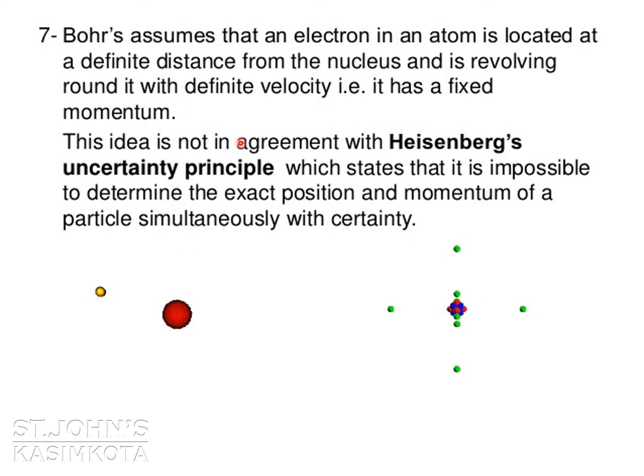Bohr assumes that an electron in an atom is located at a definite distance from the nucleus and is revolving around it with definite velocity. That is, it has a fixed momentum. Bohr assumed that the electrons in an atom are located at a certain distance from the nucleus in a particular orbit, and revolve around it in that orbit with definite velocity, so it has a fixed momentum.